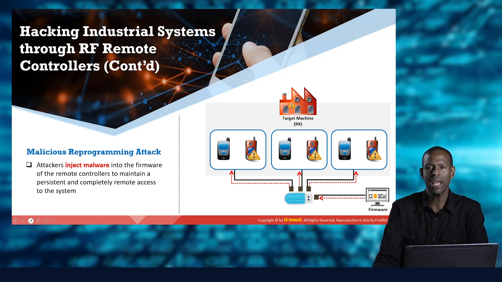One of the others that can happen with industrial systems and RF remote controls is that you can have a malicious programming attack where the attacker injects malware, but in this case, it is into the firmware. So it's not malware like a virus that runs on a Windows 10 system. This is into the firmware of a system, a remote controller. And what this does is it gives the attacker permanent access to every communication, transmit, receive in that entire industrial control system.